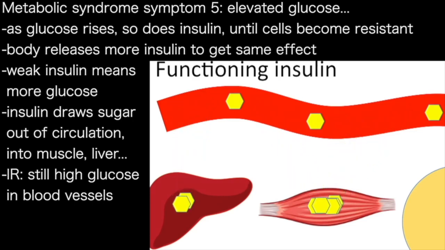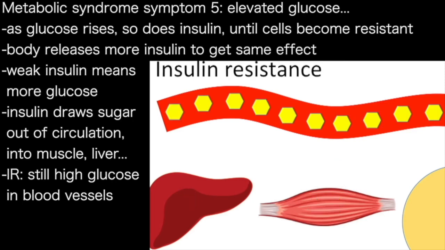It goes into the liver, plunk, a bit into the muscle, takes a little bit into the fat, sure, and you're not left with an excess amount of sugar in the bloodstream. But if insulin stops working as effectively, you still take a bit of sugar up, but not as much. What you're left with is a large amount of sugar still residing within the blood vessels.